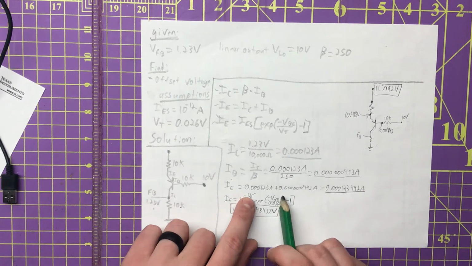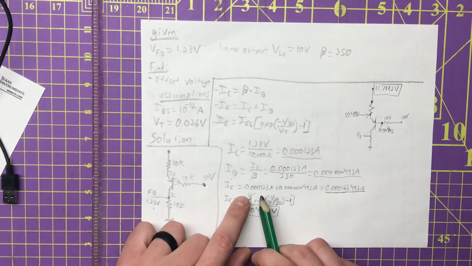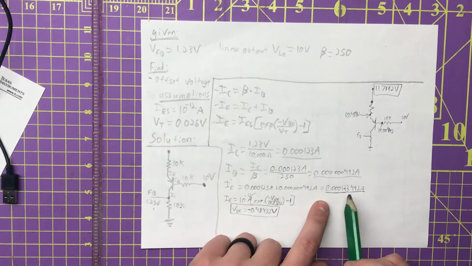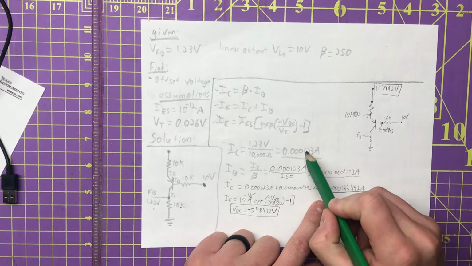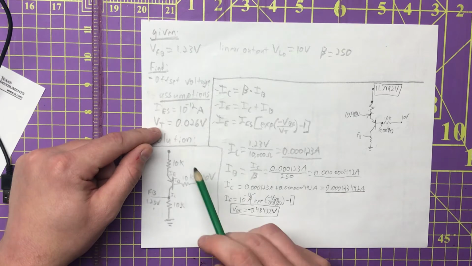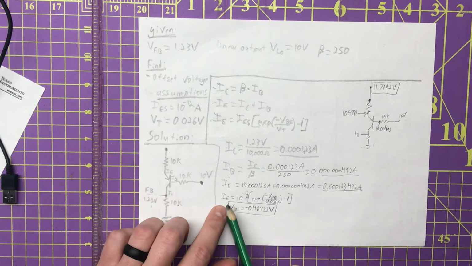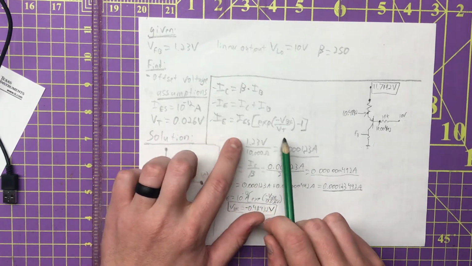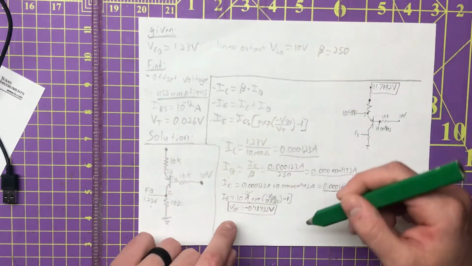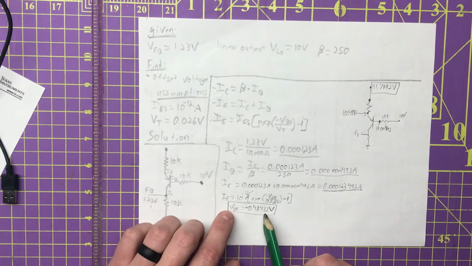To find IE, we use Kirchhoff's current law, so current in has to equal current out. So we add them up, we get 0.00023.492. So that's just this number plus this number. So that's IE. So now we know all of the currents going through this BJT. Now we can use this IE, this Shockley equation here, to find our base to emitter voltage. So I just plug these numbers into the equation.